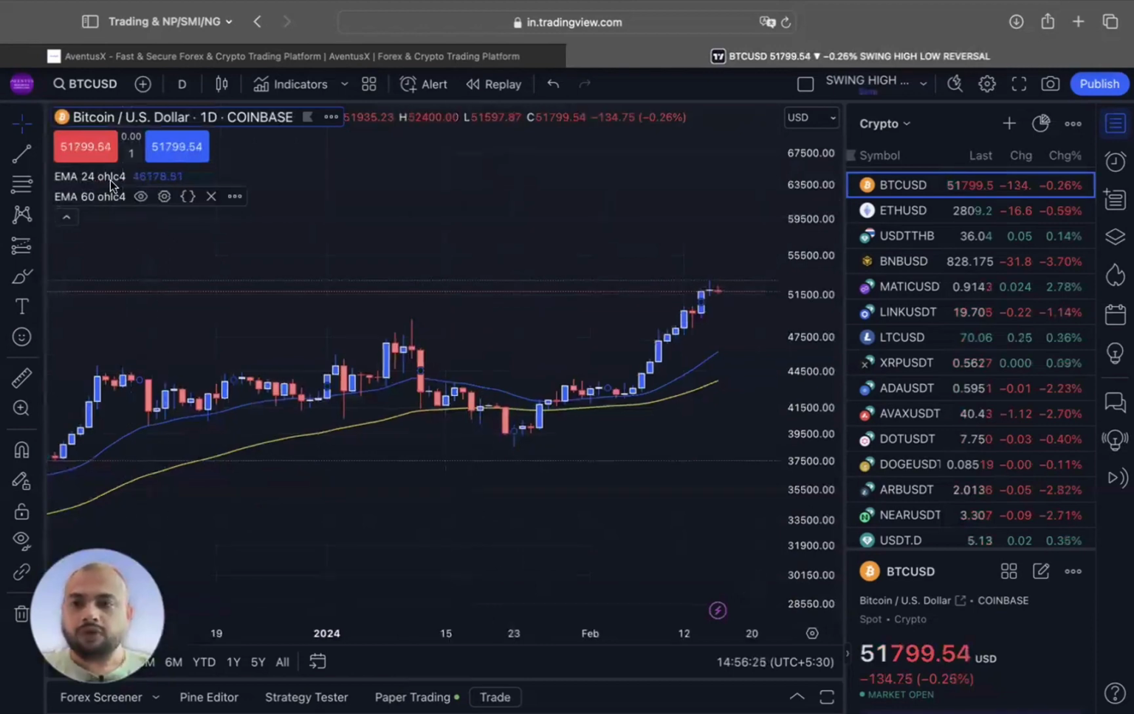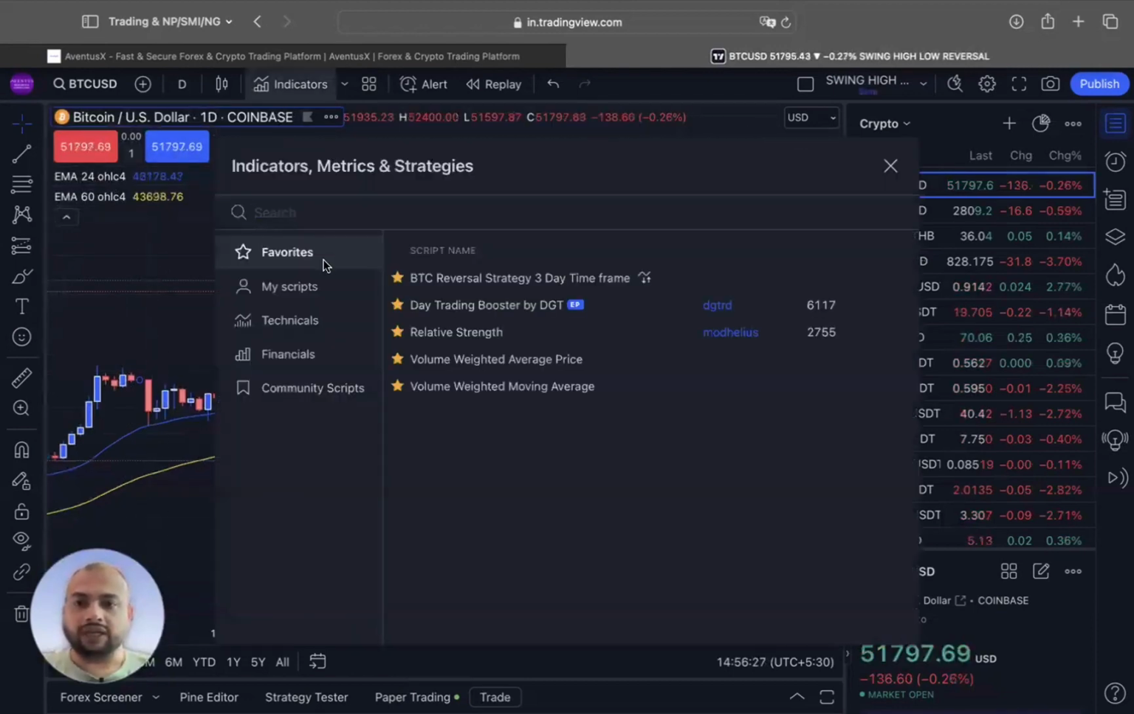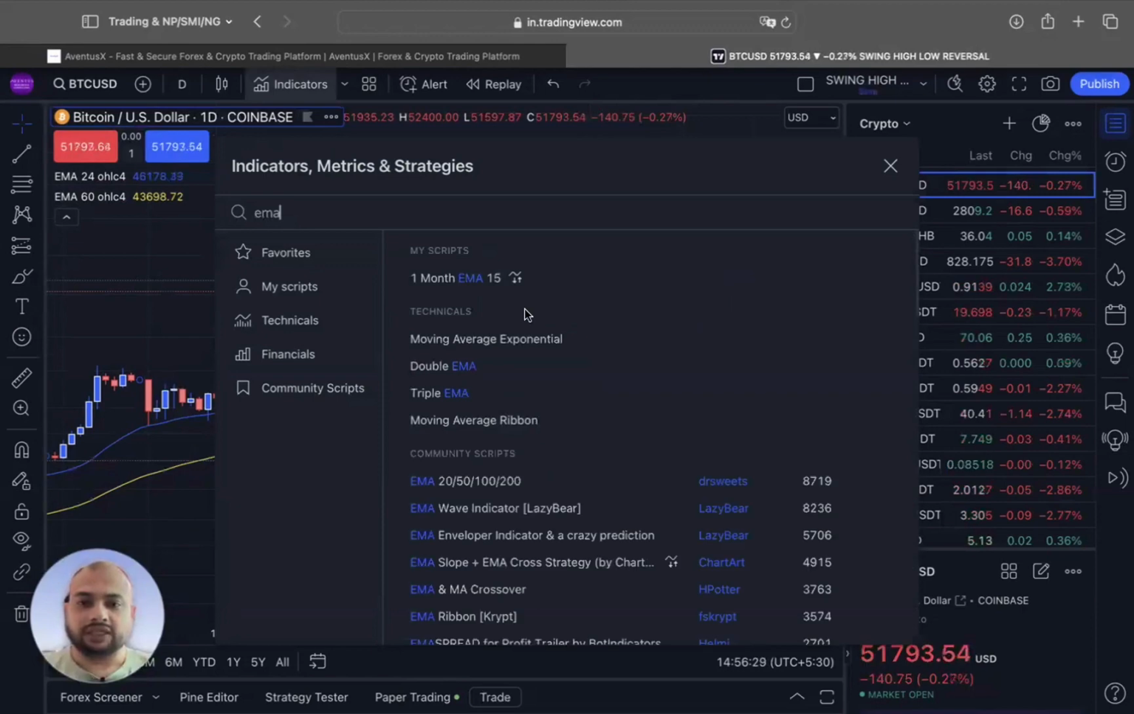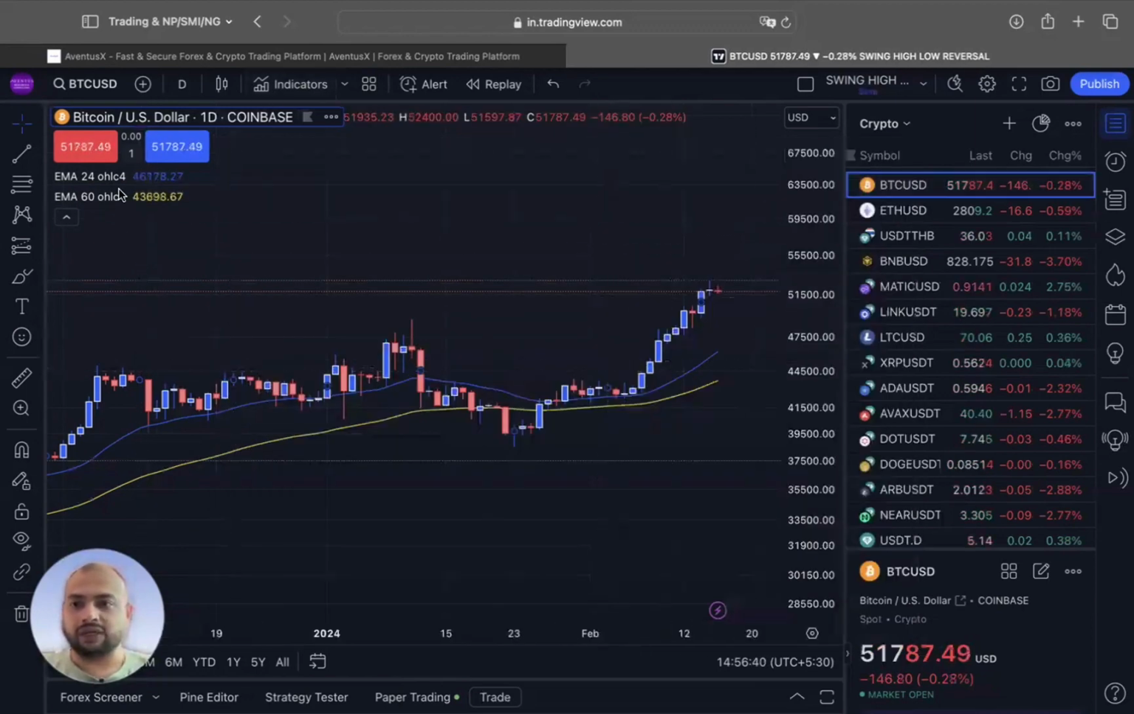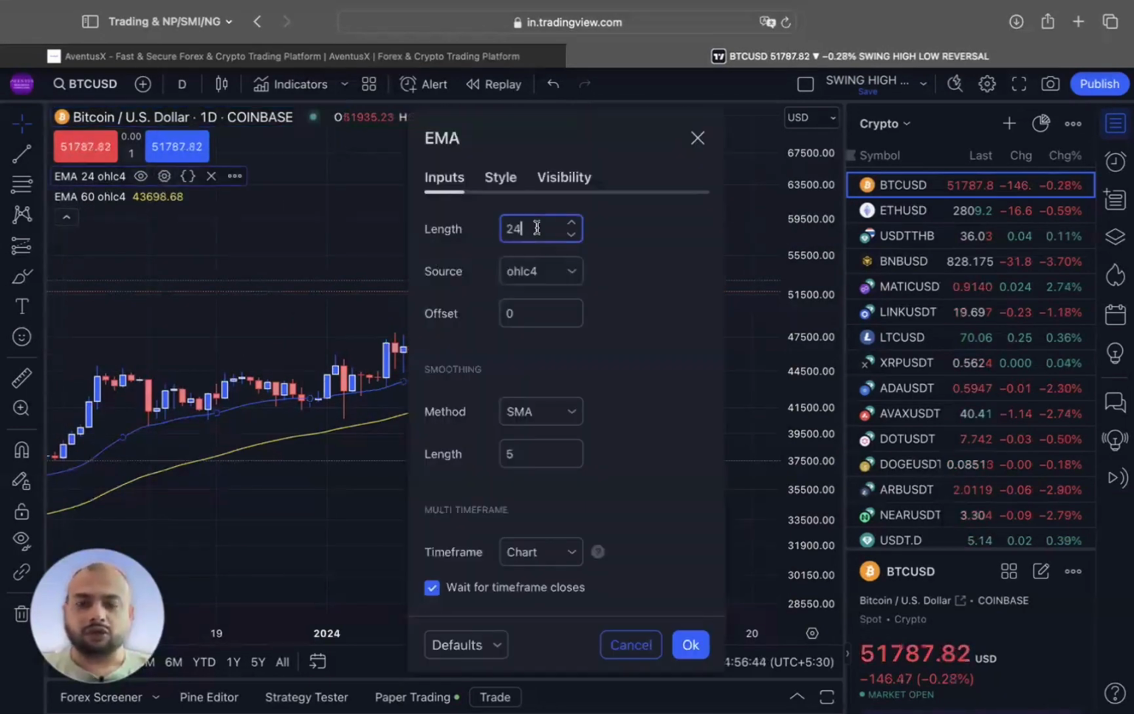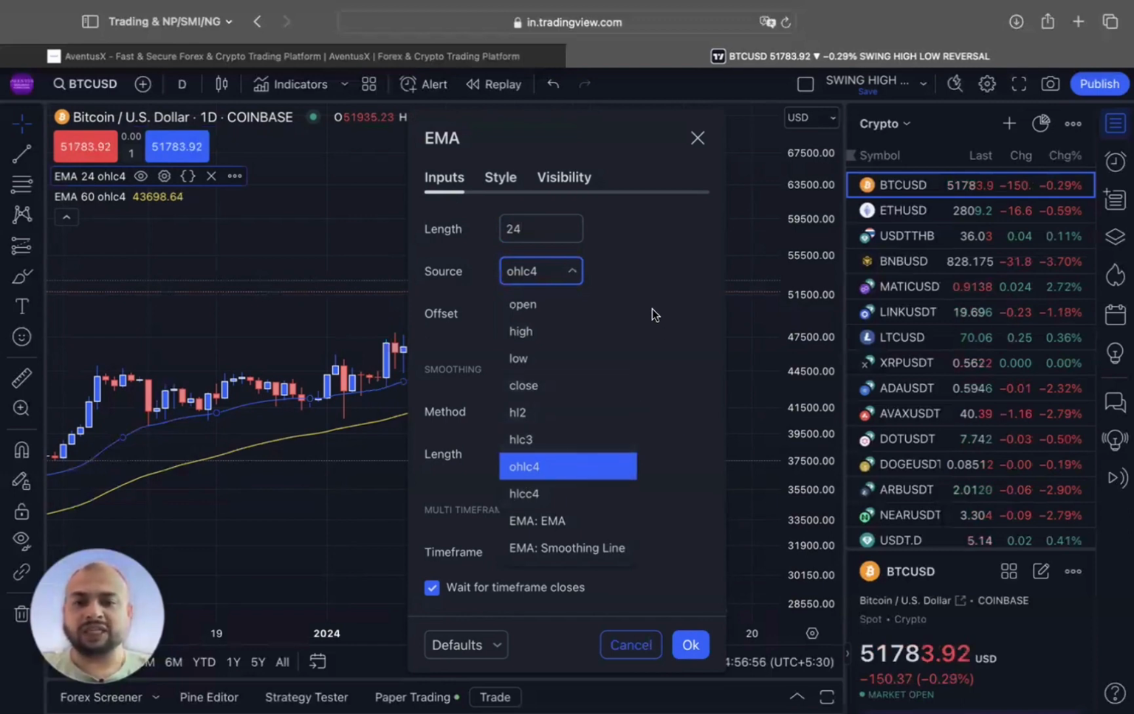First, you need to set up two exponential moving averages. If you double click on this exponential moving average, you will be provided with two options. Then come into the input section and keep a length of 24, and keep the source, which is very important, as open, high, low, close divided by 4. So basically it will take the average of the entire candle.